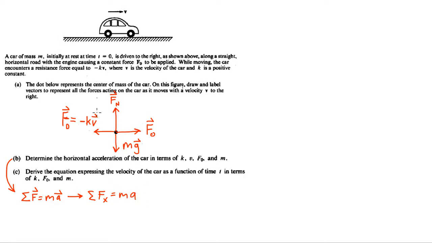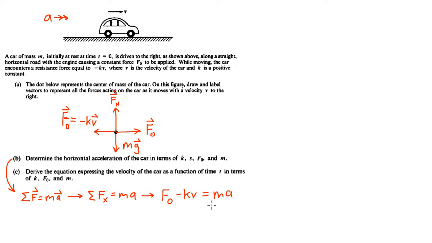And since I could specify that it is accelerating that way, but they want the horizontal acceleration, I think they're fine if we just use A. So what do we have there then? Let's go to sum of X forces. We've got that F naught force acting to the right. We've got the KV acting to the left, so that's where our negative sign comes in, of course. And then we get MA.